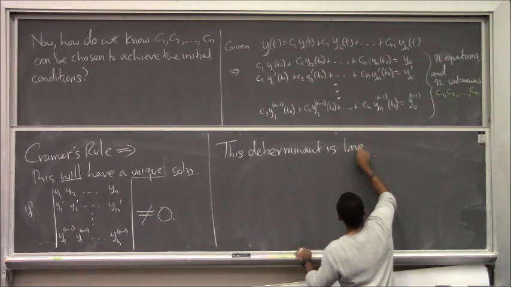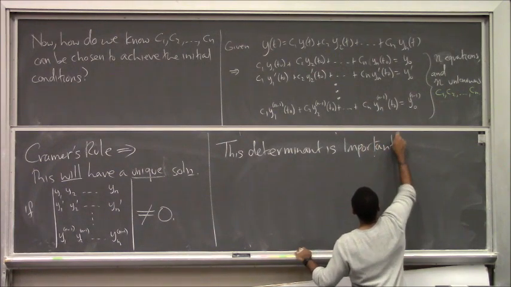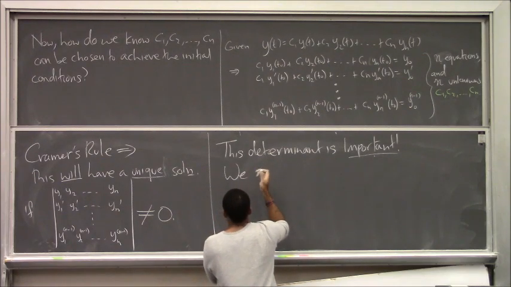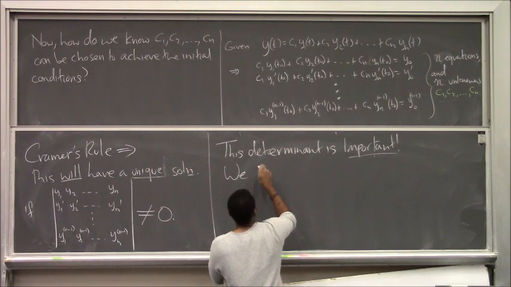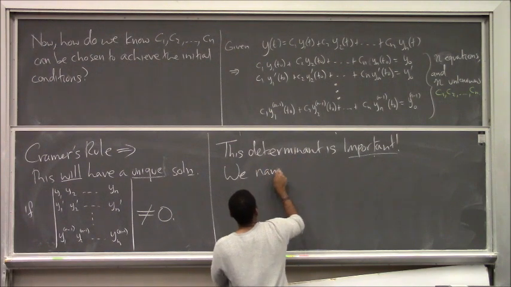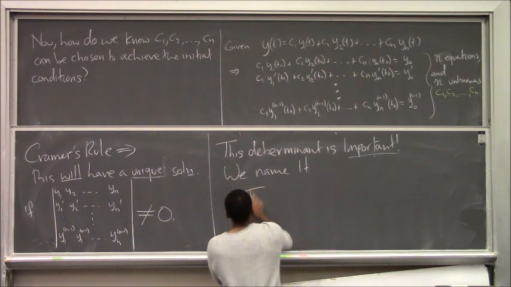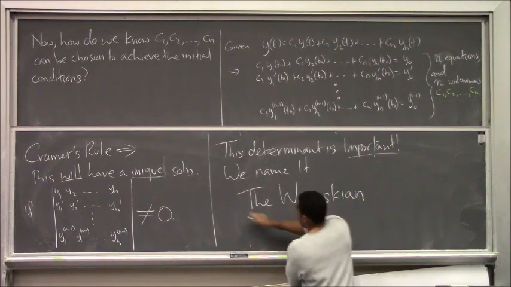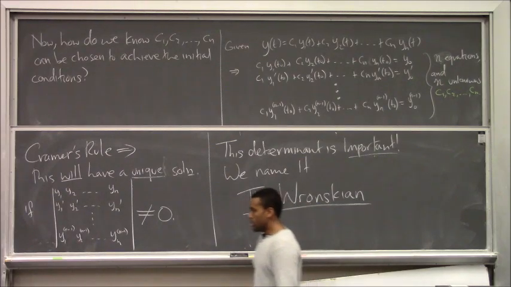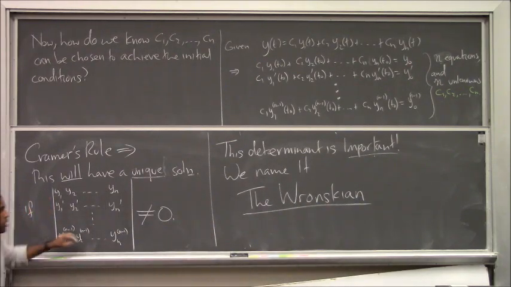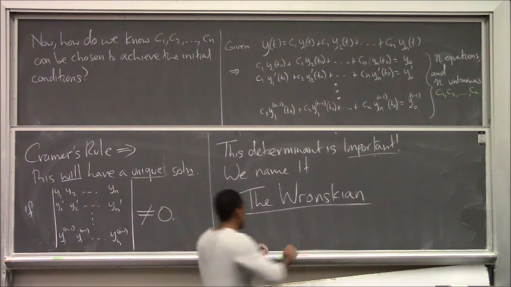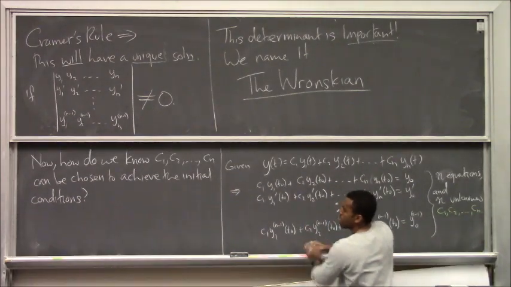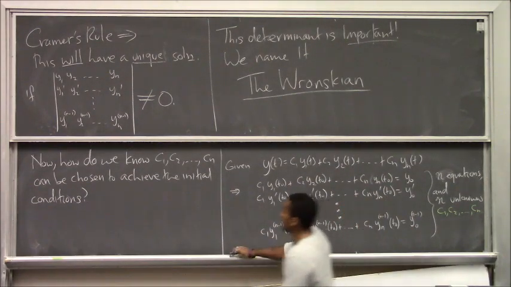Muy importante. We give it a name. We like to name things that are important. Math people, that's how they are: if you like it, you put a name on it. We name it the Wronskian, because the mathematician Wronski, that is his last name, was instrumental in coming up with its design. So we call it the Wronski determinant or the Wronskian, affectionately.